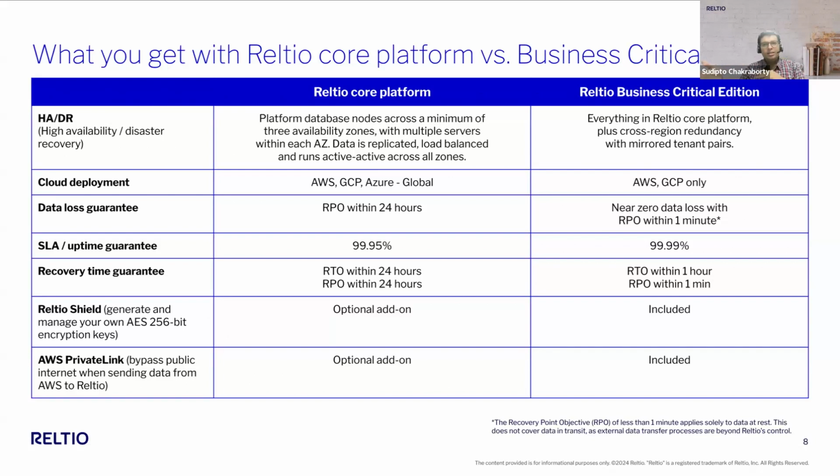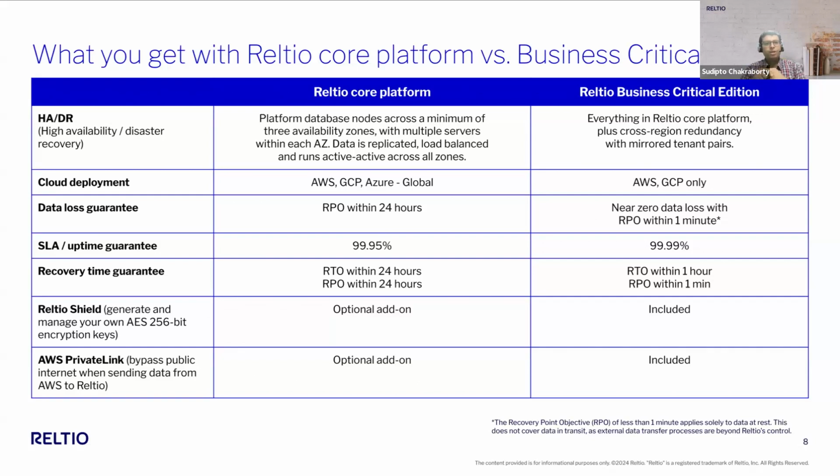With BC, the same RPO is within 1 minute. Effectively, as I was saying, near-zero data loss. And this is a huge improvement, from potentially 24 hours of data loss down to under 60 seconds. It reflects the continuous replication approach that we use in BC versus daily backup in the standard platform.